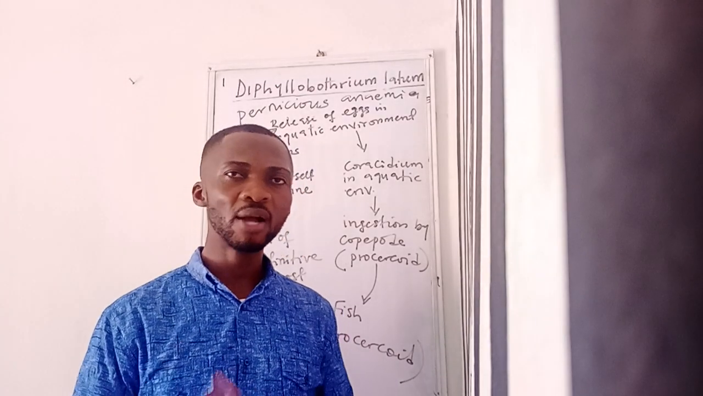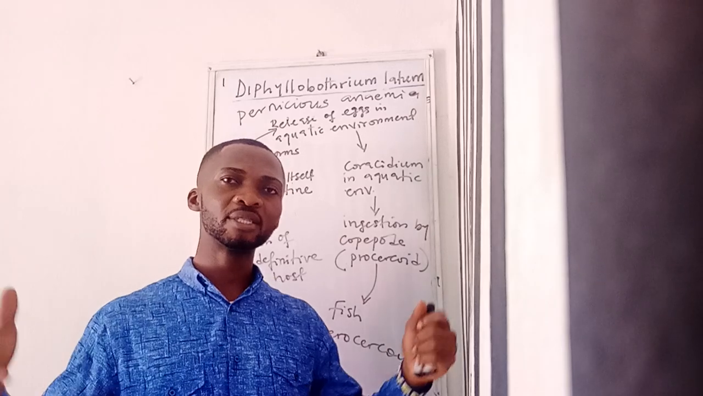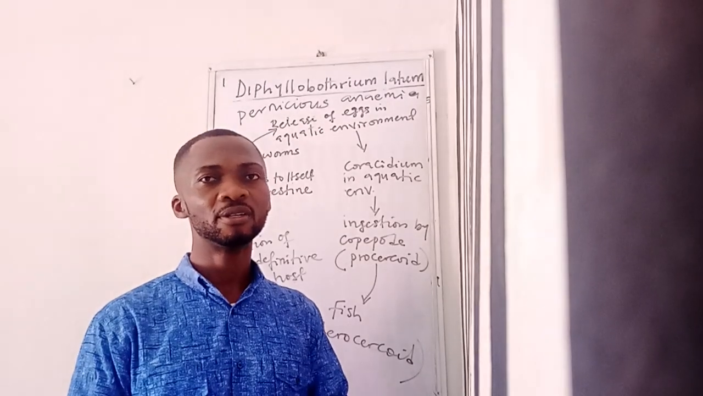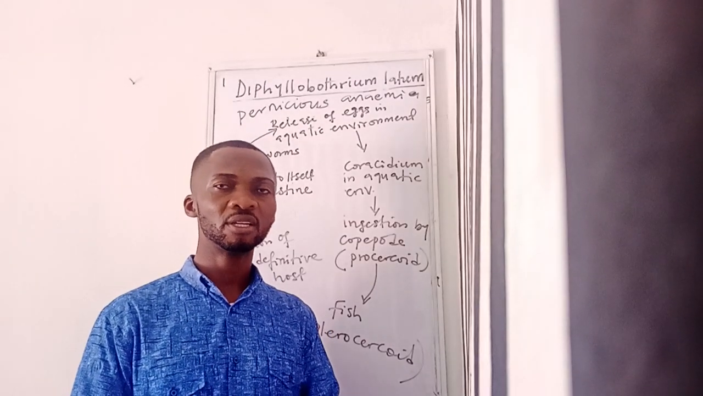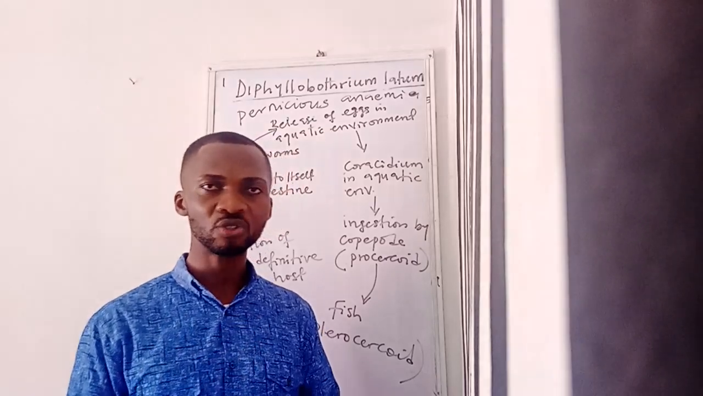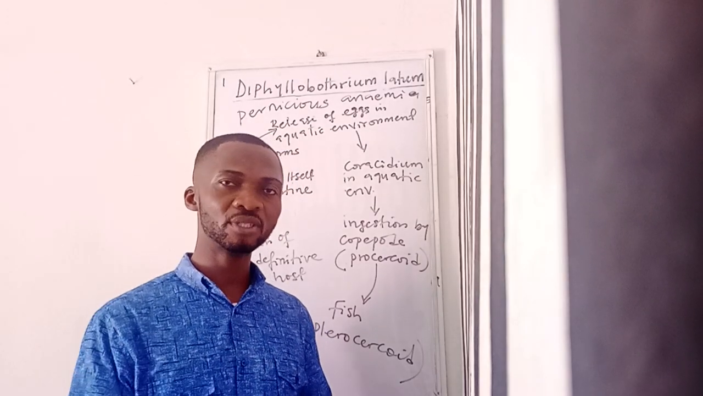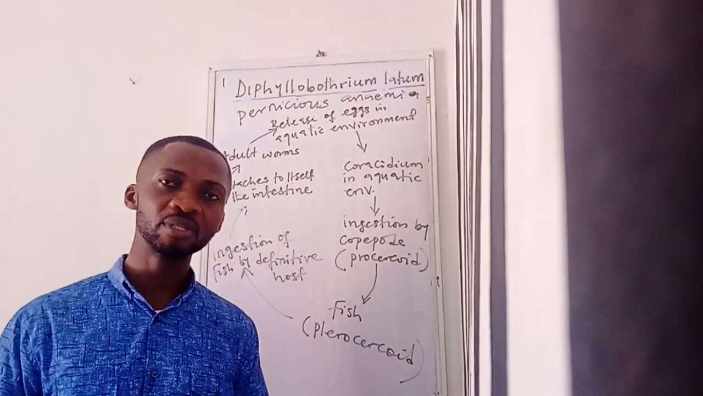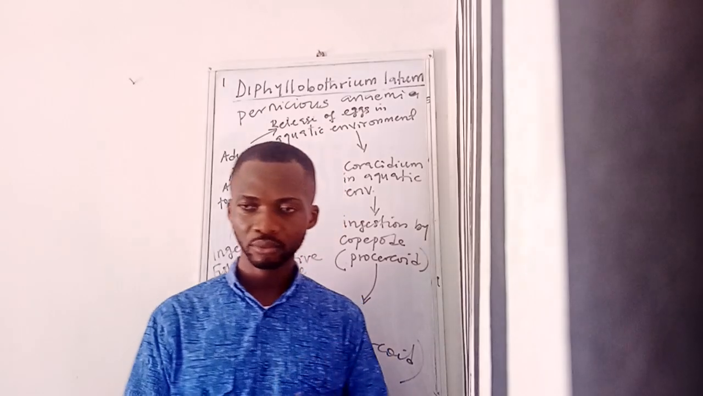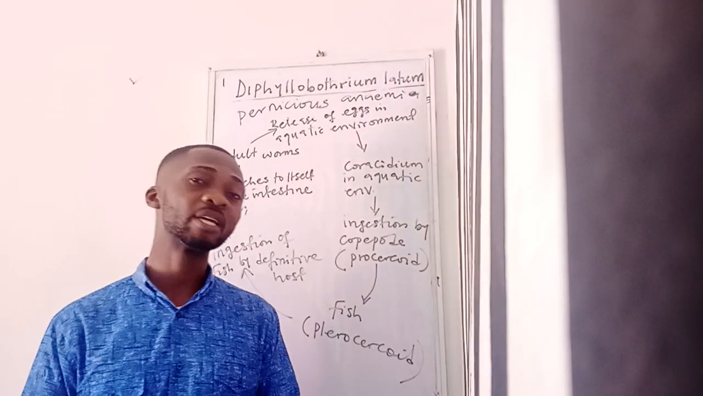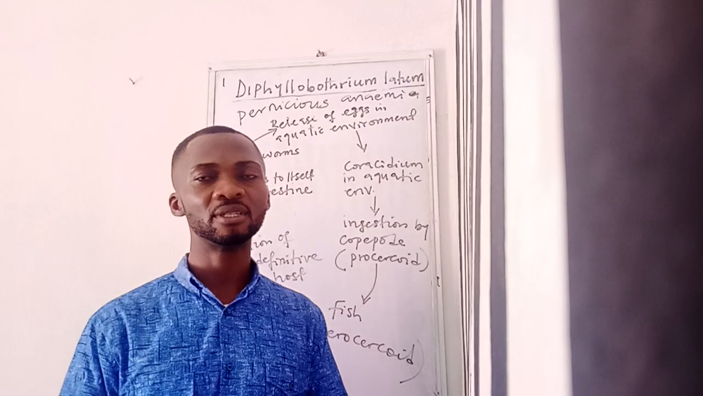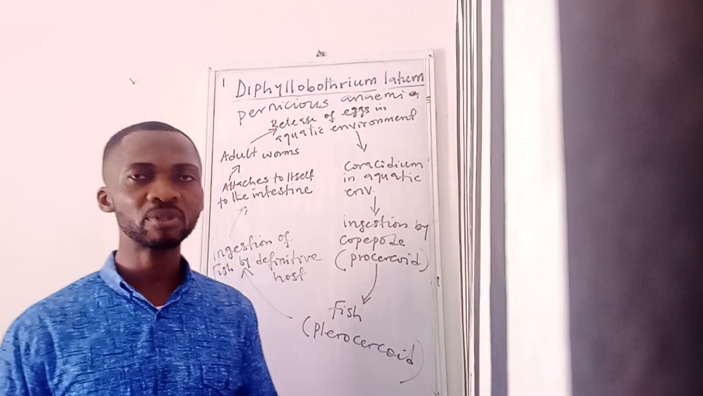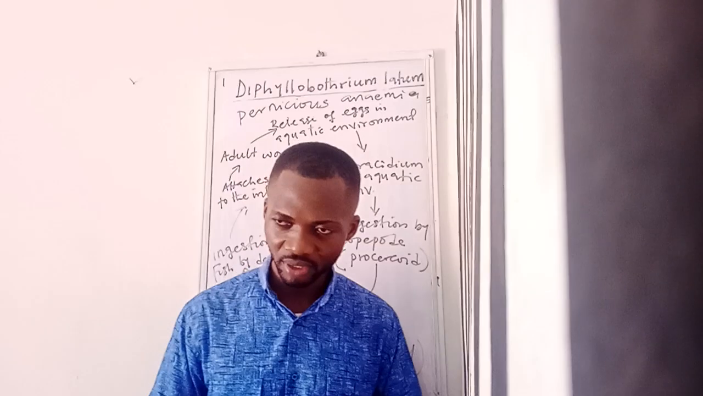Then prevention and control. How can you prevent and control this disease? Make sure that your fish is properly cooked. If it's properly cooked, then it can kill the larva before consumption. People should also avoid eating raw or undercooked meat. Just like I said, raw or undercooked meat should be avoided. Then, of course, public health education and awareness about the disease and the parasites. If people are aware, they know how to prevent this disease.